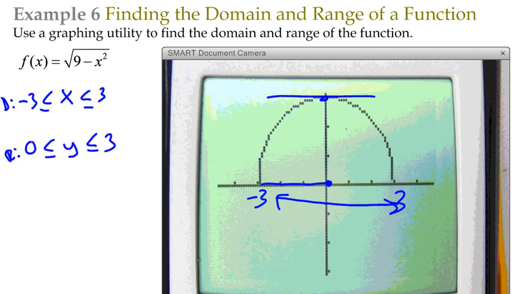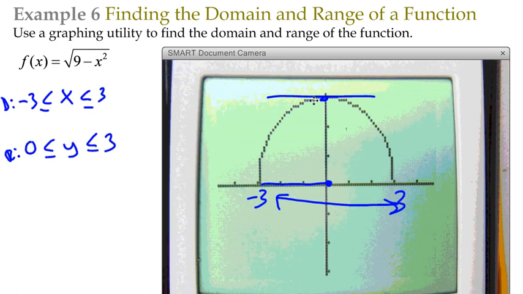Just so you see, we look at just the x-axis for our domain, and we want to know what values of x define our graph. Well, you could do it from -3 to 3. And then on the y-axis, it goes from 0 all the way up to 3. And that's our domain and range right there.